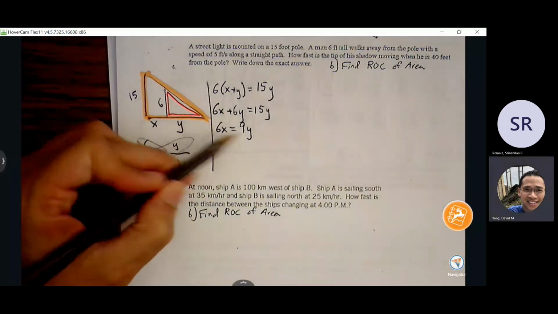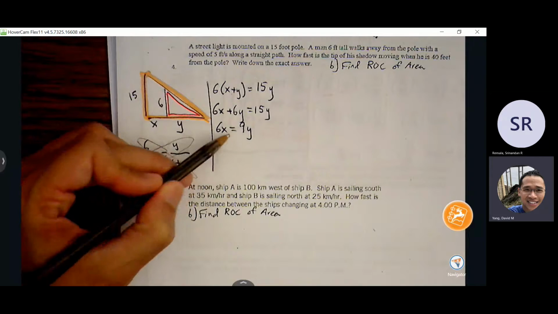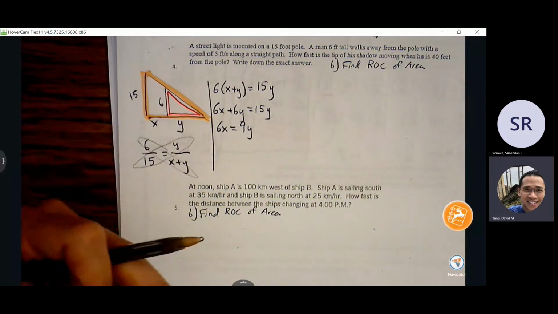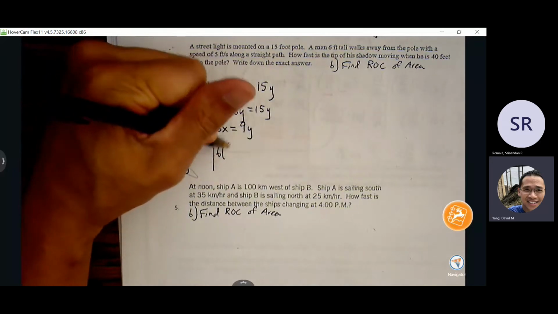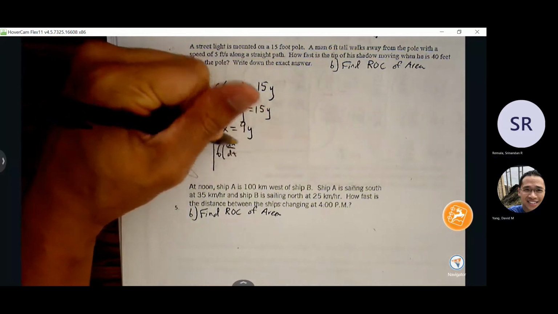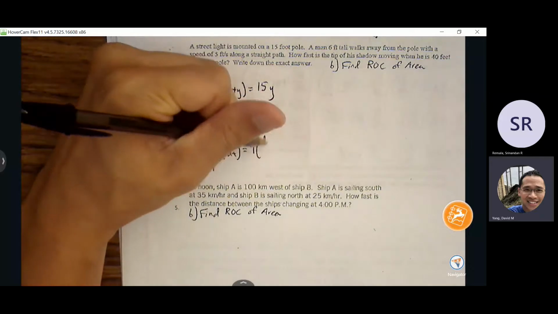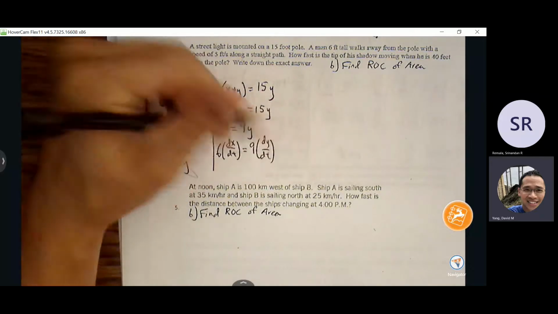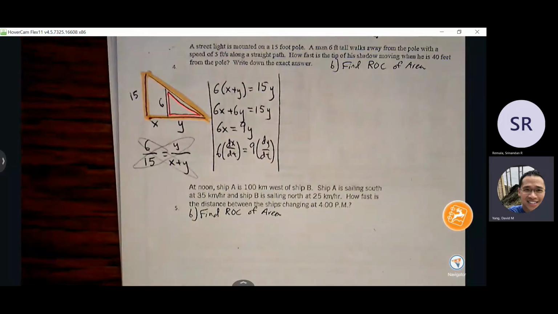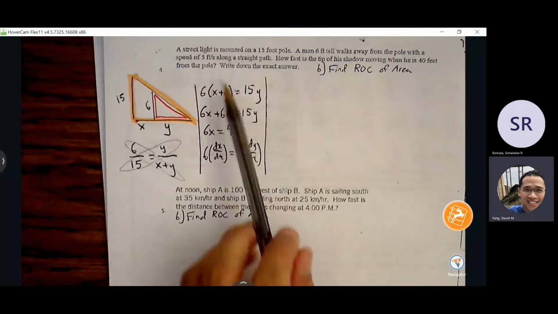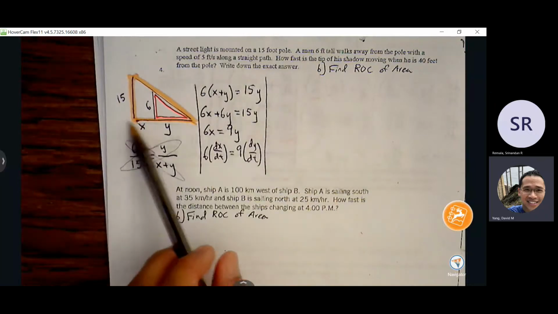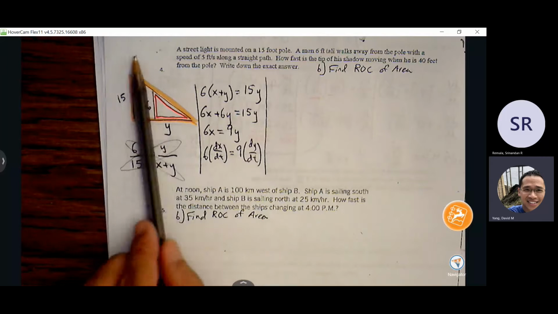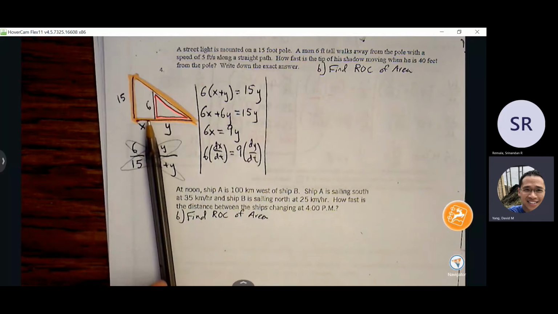Derivative, easy equation, but just be careful that you produce your time derivatives there. So 6x becomes 6 dx/dt, and 9y becomes 9 dy/dt. Okay, let's gather some information here. The man walks away at a rate of 5 feet per second. So as he's walking away, we expect that x to increase, so we want that dx/dt to be positive.